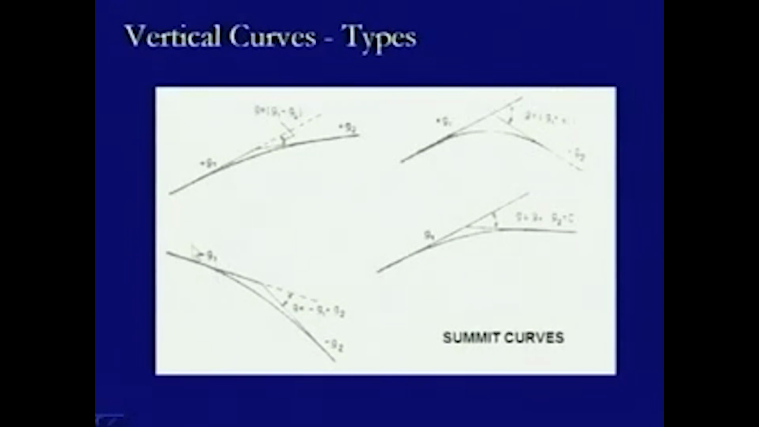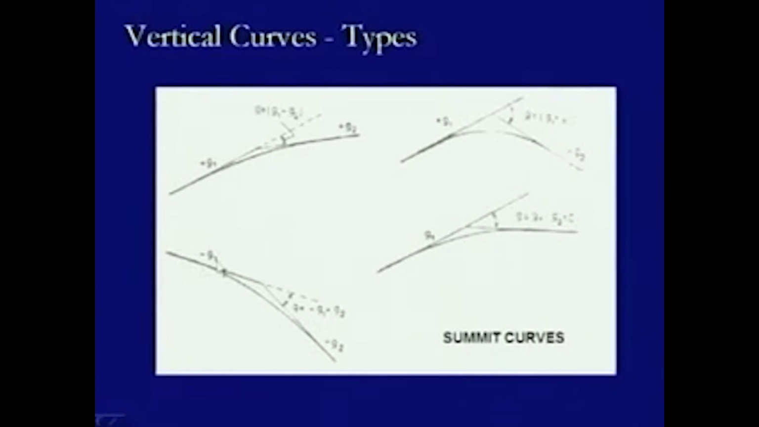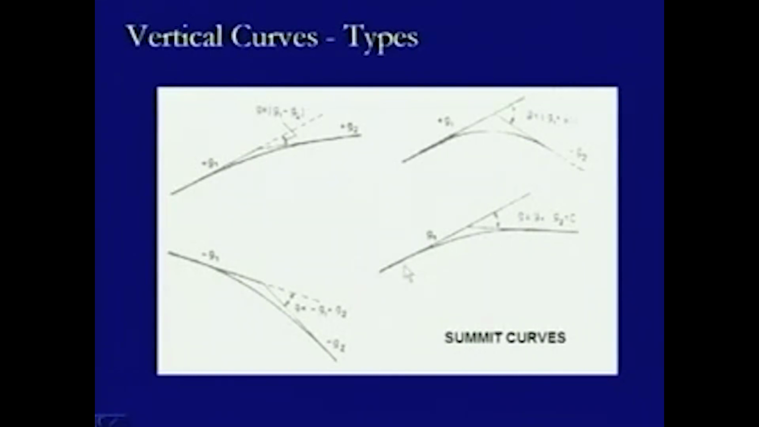Then there is another condition where both the gradients are downgrades. So, this is minus G1 and this is minus G2, and again a curve is there so as to omit the kink, and the deflection angle will be minus G1 minus of minus G2, that means G2 minus G1. And here we have one gradient which is an upgrade, but the other gradient is horizontal. So, when the horizontal is being provided, the gradient here will be 0, and in this case the deflection will be equal to the gradient of the previous case, that is G is equal to G1.